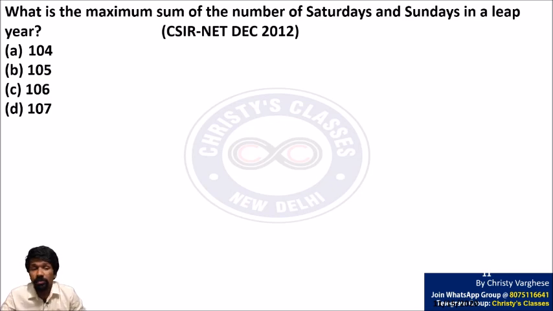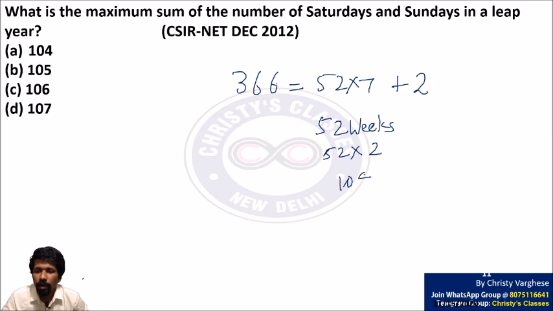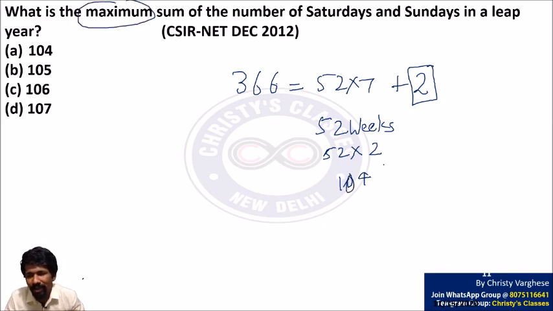a leap year? As you know, leap year means 366 days. 366, as we found, is 52 complete weeks and 2 extra days. 52 weeks will have how many Saturdays and Sundays? Every week will have 1 Saturday and 1 Sunday. That means 2 in total, so 52 into 2, 104 would have been the answer if you don't consider these 2 days. Now the question is asking maximum, that means you can take a best case scenario when you can make these 2 days Saturday and Sunday, and that is totally possible. 104 plus 2, 106 is the answer.